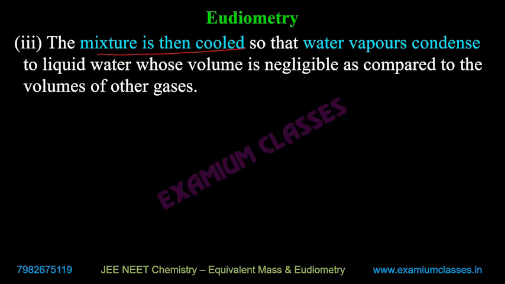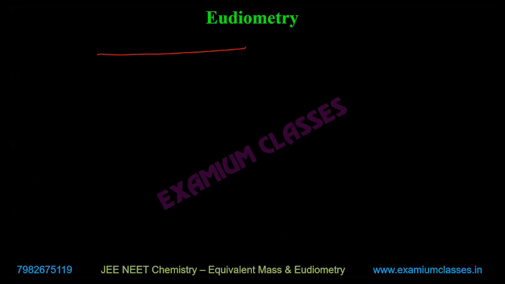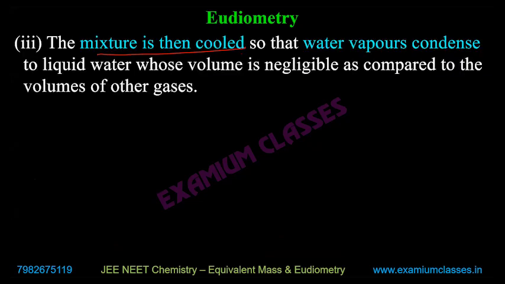The mixture is then cooled. After the reaction, we will cool the mixture. Why will we cool the mixture? So that the water vapors get condensed to liquid form. So they will not occupy any volume then. Volume of water vapor will become negligible as compared to other gases. So we will have only carbon dioxide and oxygen now.